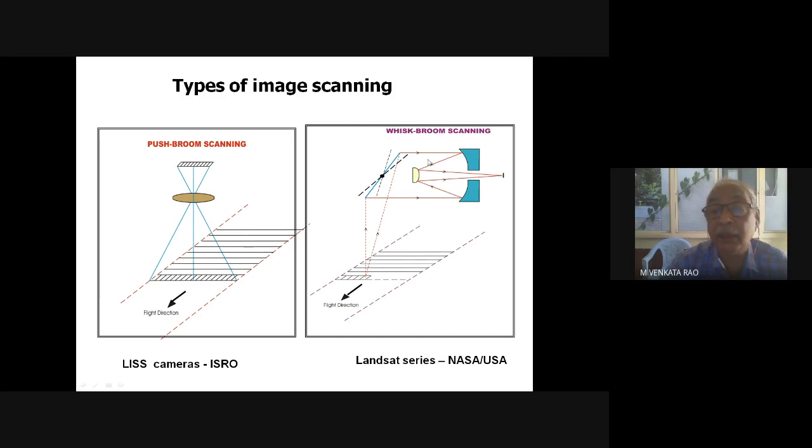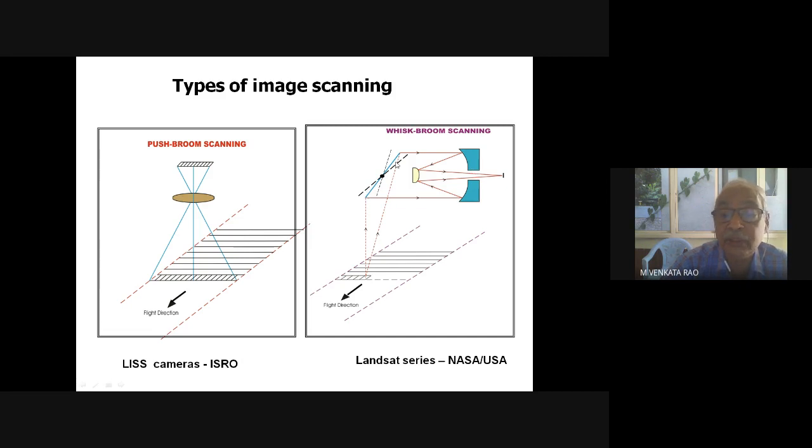There is another scanning technique called whisk-broom scanning. Here what happens is you have a telescope. Basically, this is a mirror, and this is another mirror, primary mirror, secondary mirror. And this is a plane mirror here. This combination is called a telescope. There are varieties, Newtonian telescope, Gregorian telescope, you must have studied.